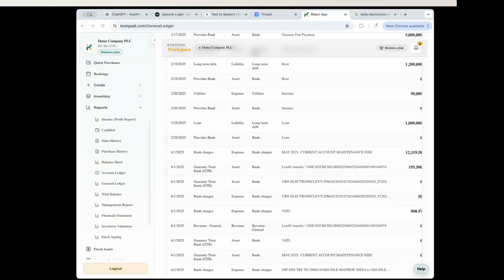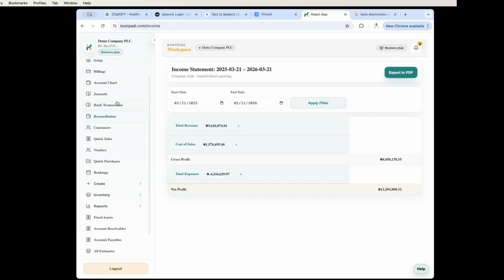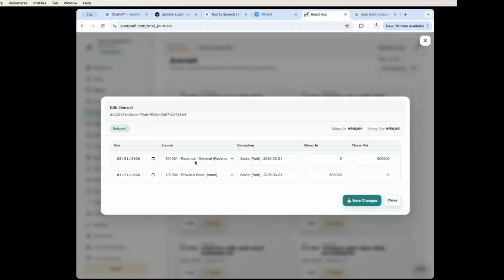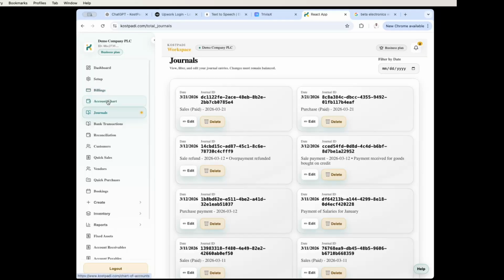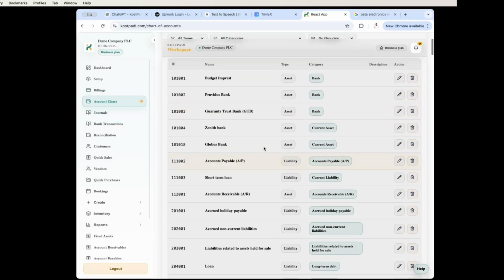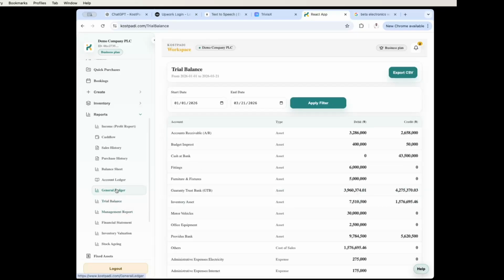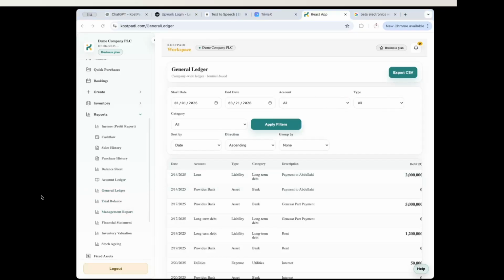Understanding how transactions flow through KostPadi is the key to maintaining accurate financial records. Every financial report in the system is simply a summary of the transactions recorded in your chart of accounts. In the next video, we will explore two important tools used to verify your accounting records: the trial balance and the general ledger.